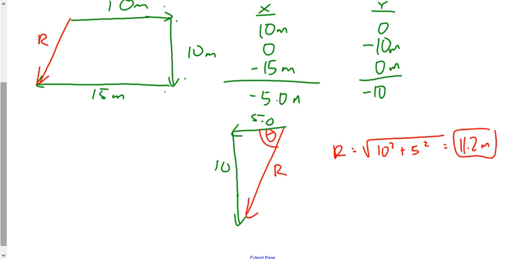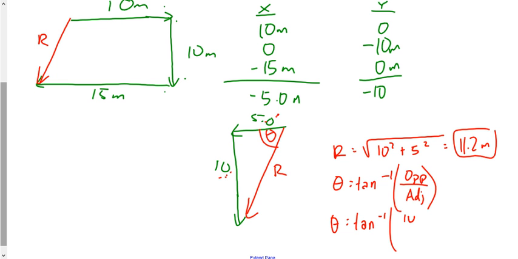The adjacent side is the other one that touches the angle. It's the short one that touches the angle. So this would be adjacent, and this would be opposite. I have the adjacent and the opposite side, so I'm going to use the tan function. Theta is equal to the inverse tan of opposite over adjacent, or it's equal to the inverse tan of 10 over 5. What's the angle work out to be there? What is it? 63.4. So we'll say 63.4 degrees.